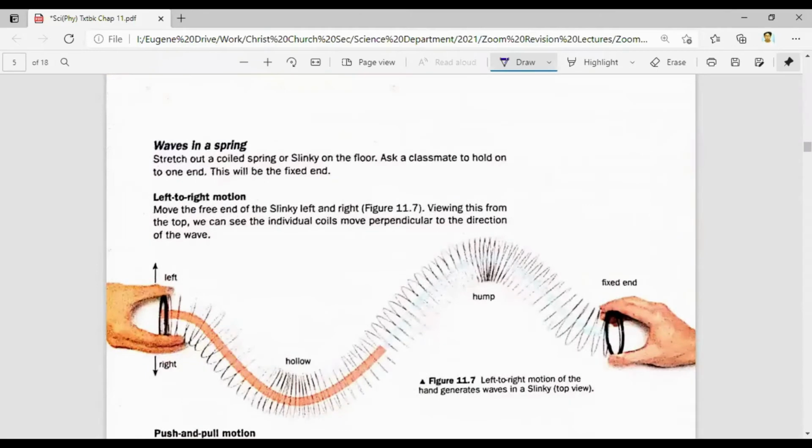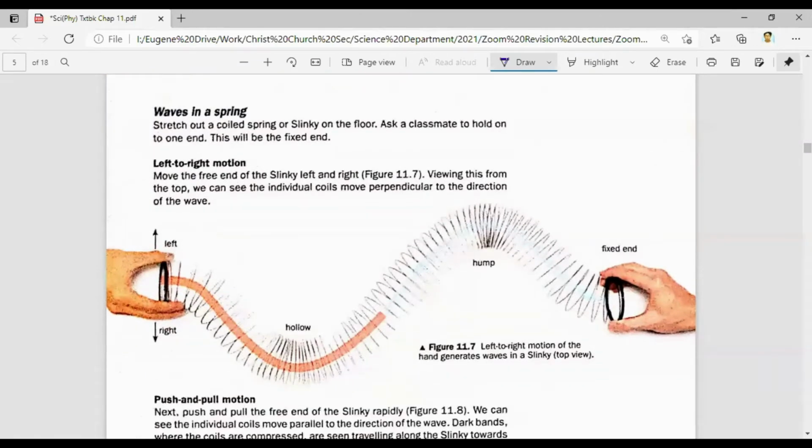Next, wave in a spring. So Slinky, I think this is a common example that the teachers like to bring to the classroom to show you.